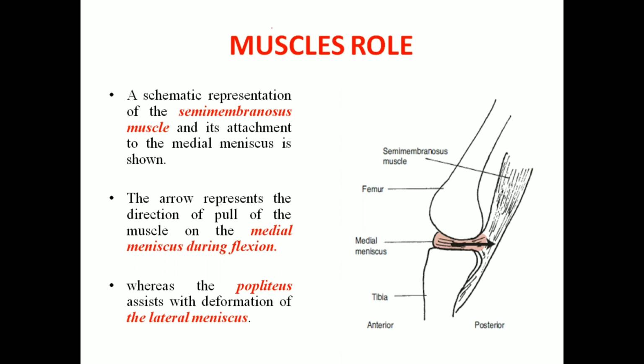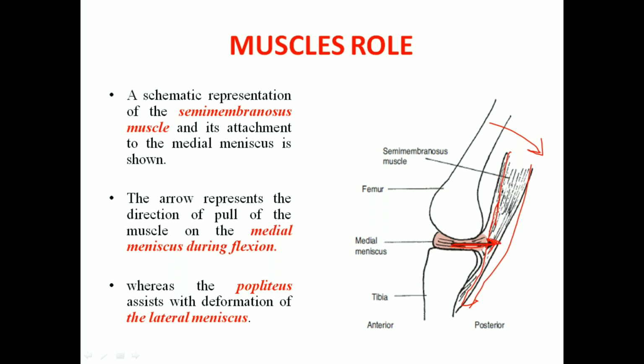Now, the muscles' role. Here you can see we have this muscle attachment, our semimembranosus muscle, and the medial meniscus has an attachment with the semimembranosus muscle. So when we are trying to do the flexion movement, this semimembranosus muscle tries to pull this meniscus in the posterior direction. So now why is it important?